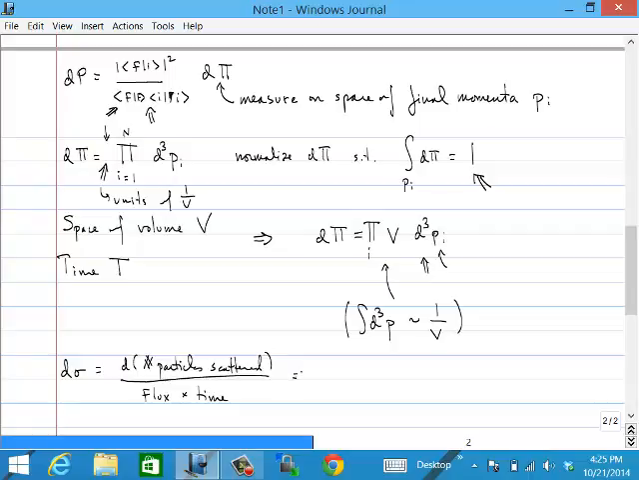And the total number of particles scattered is going to be the total number of particles times the probability that some particle is going to scatter. So this will be equal to dP divided by the flux Φ times the time for which you have this experiment running.